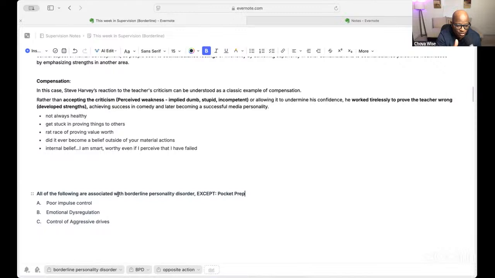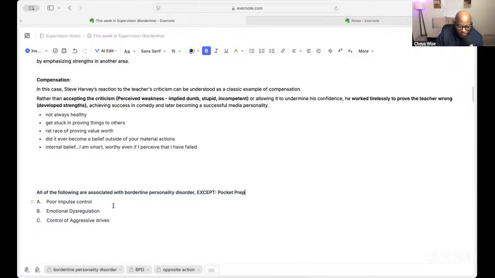From what we see here, what can we identify as being symptoms of borderline personality disorder? In A, you see poor impulse control, B, emotional dysregulation, and then C, control of aggressive drives. And the answer for this one is definitely we have poor impulse control. Then we have also definitely emotional dysregulation. But then we also have a lack of, many times, control of more aggressive drives and things of that nature. Anyway, the answer for that is C. And we got that again from Pocket Prep, and that helped us out.